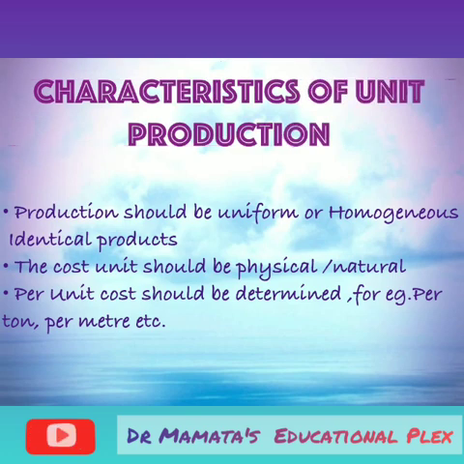So, what are the characteristics of unit costing? Whenever we are dealing with unit costing, we should take care that the production is of uniform, homogeneous or identical products. The cost unit should be physical or natural. It is very important, and the per unit cost should be determined. It should be measurable, for example, per ton, per meter, etc.